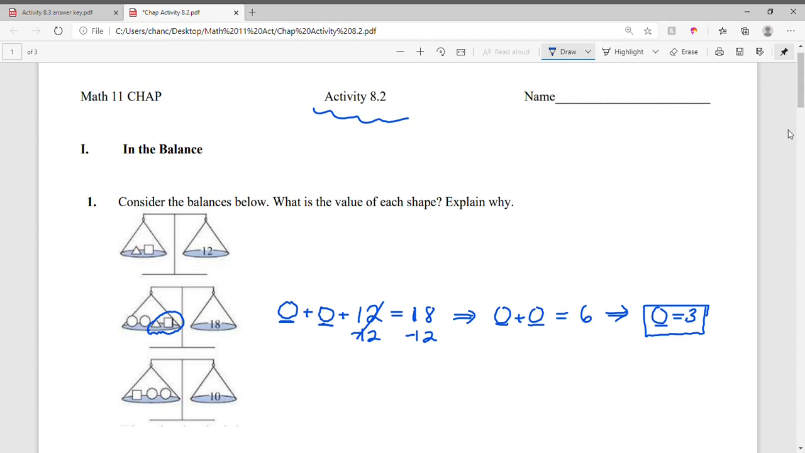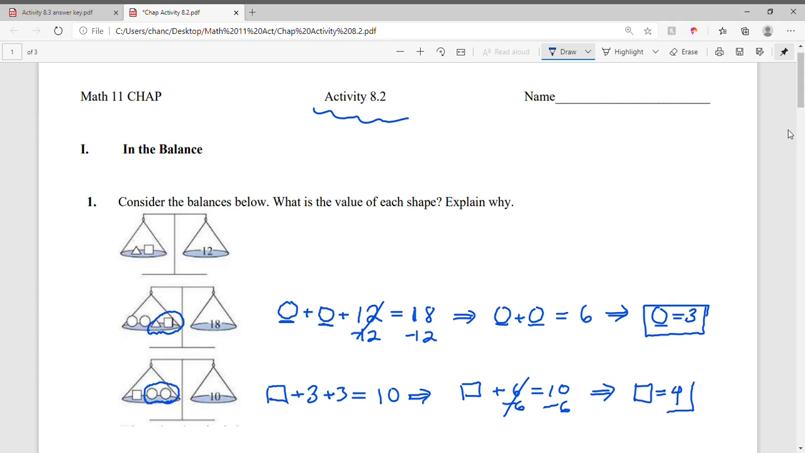In the third balance beam, notice we have 2 circles. I can say a triangle plus 2 circles, or 3 plus 3, since the value of each circle is equivalent to 3, is now equal to 10. So I'm replacing these circles with its actual value, which is 3 each. This implies that a square plus 6 is equal to 10. And I can subtract 6 from both sides to solve for that square. A square must be equivalent to 4.